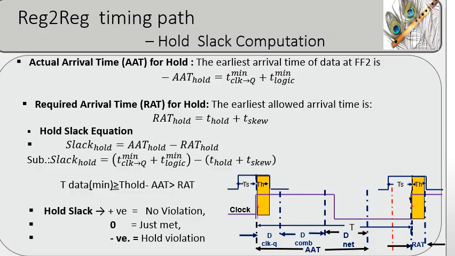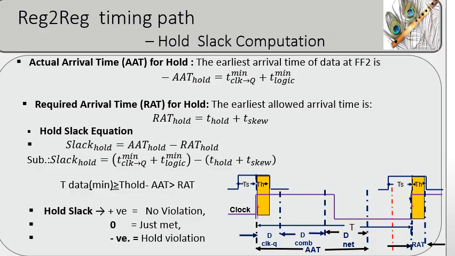In a reg-to-reg timing path, data is launched from the first flip-flop, and travels through the combinational and interconnect network before reaching the second flip-flop. The earliest arrival time at the capture register is defined by the minimum clock-to-queue delay of the launch register combined with the minimum logic delay. The required arrival time is determined by the hold time of the capture register together with any clock skew between the launch and capture clocks.